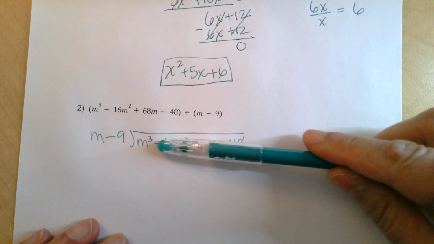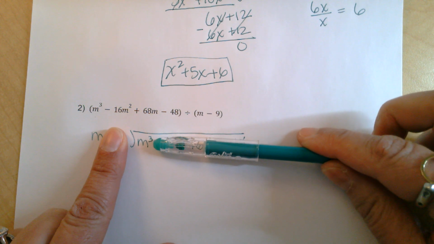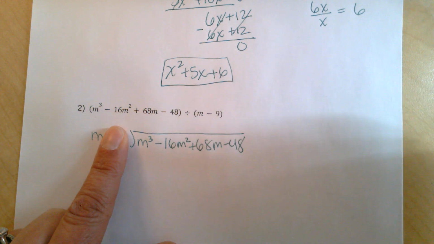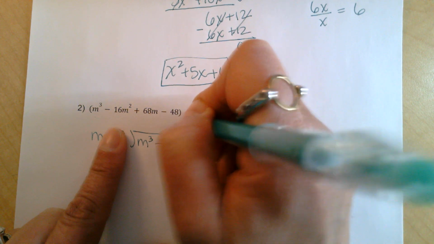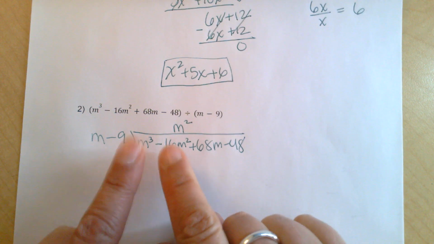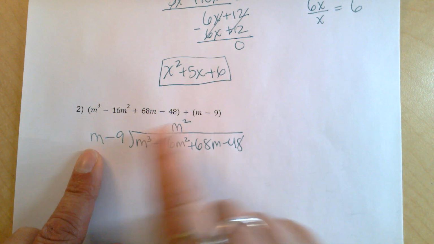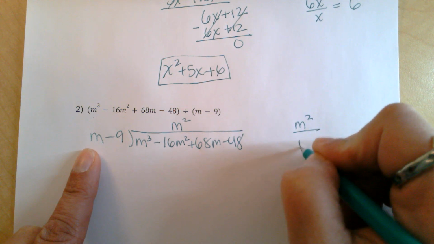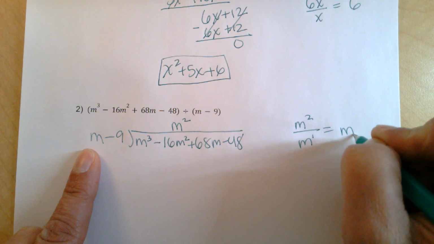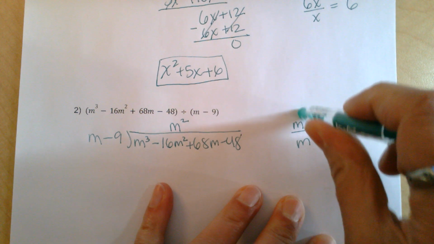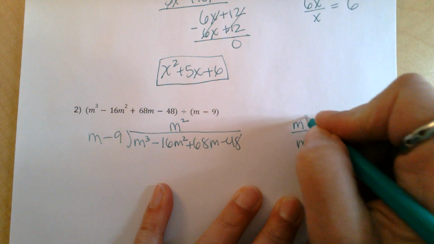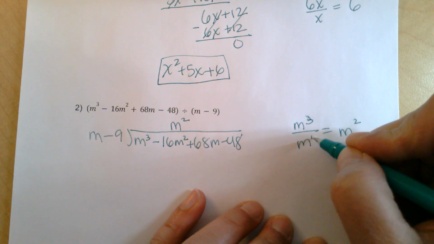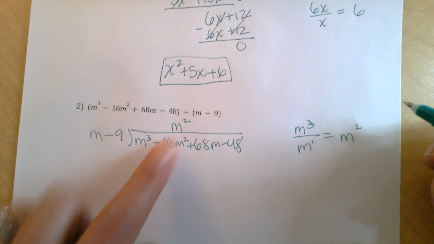So again, we're just looking at m and m cubed. What times m gives us m cubed? And yep, m squared. And we're going to write it over this second term because there's 2 terms here and 2 terms here. So that's where we're going to write that first one. And if you didn't know, m cubed divided by m to the first is m squared, because 3 minus 1 is 2. So that's how we got this here.